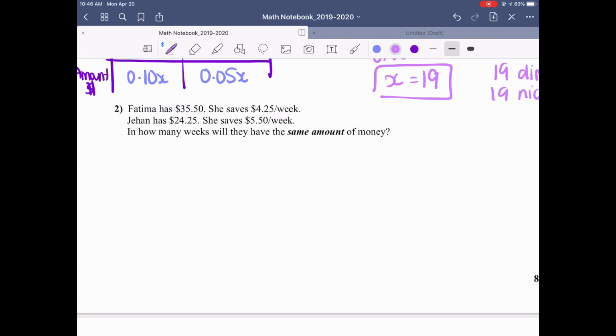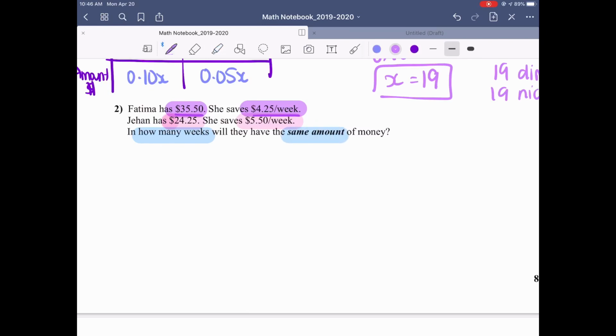So it says Fatima has $35.50 and she saves $4.25 every week. Okay, so she starts off with this much and she's saving $4.25 a week. Jihan starts off with $24.25, a lower amount, but she saves more each week, $5.50 a week. And then it says, in how many weeks will they have the same amount of money?